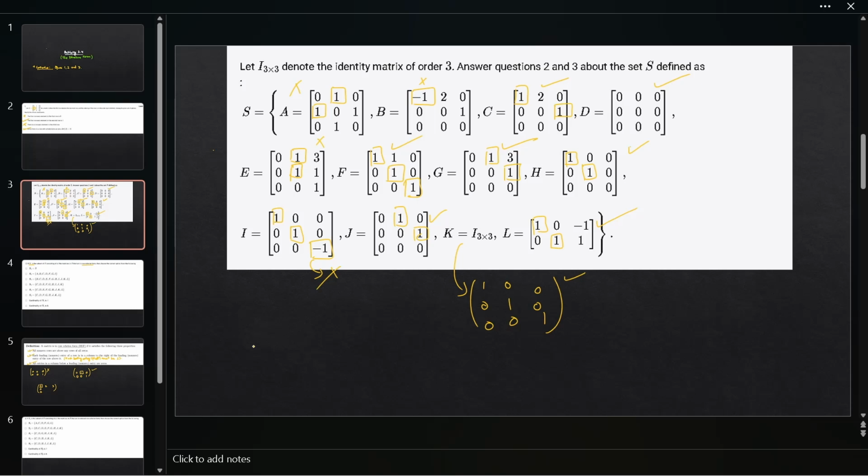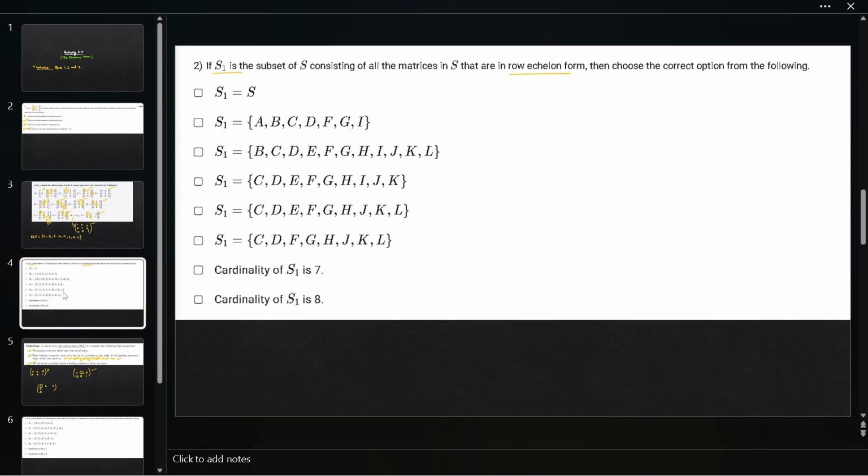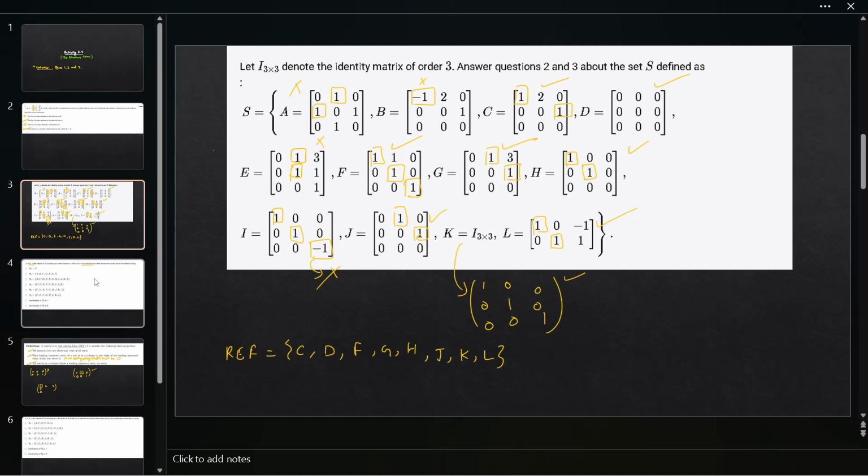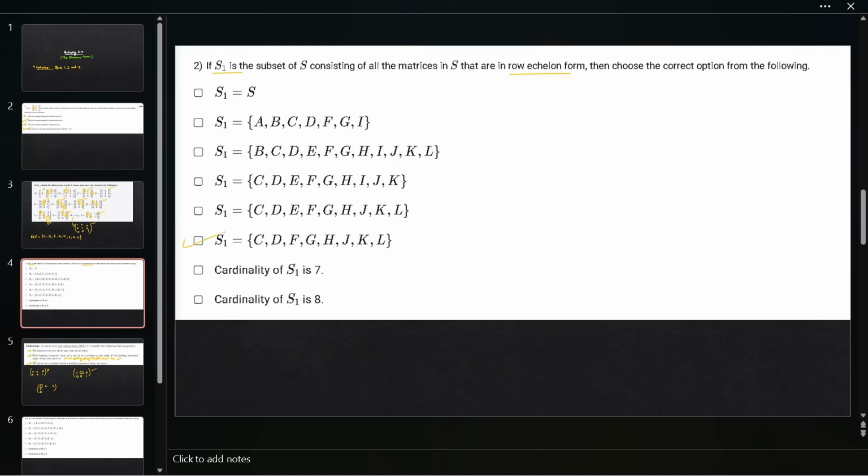So here, if I talk about the matrices which are in REF form, the matrices are C, D, then F, then G, then H, then J, then K, then L. Do we have an option like this? C, D, F, G, H, J, K, L. Yes, this option is correct. And the cardinality means the number of elements in the set. So here we have 1, 2, 3, 4, 5, 6, 7, 8 elements in the set. So the cardinality of S1 is 8.